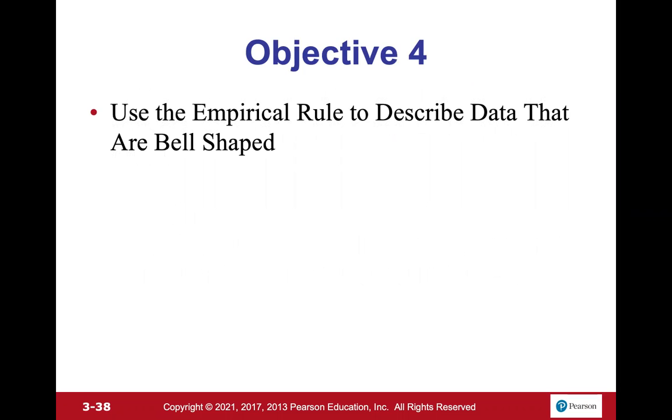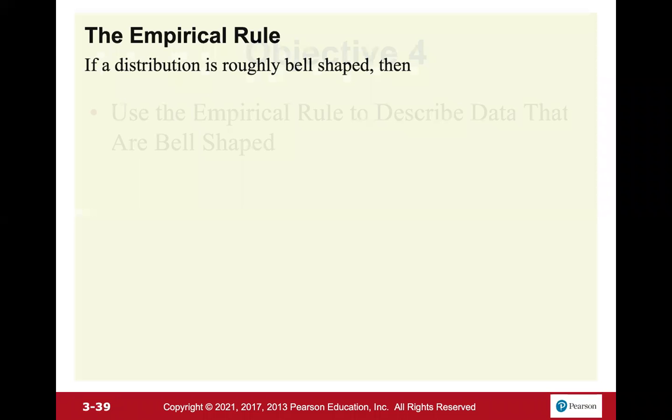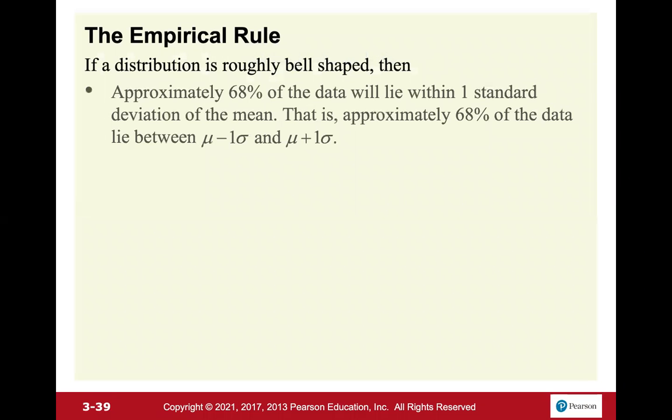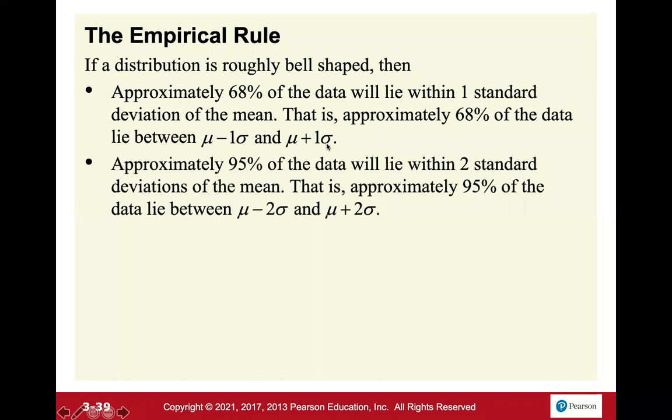All right, next we have our empirical rules. So empirical rule is used to describe the data that are bell-shaped. Bell-shaped means approximately normal. So if a distribution is roughly bell-shaped, then approximately 68% of the data will lie within one standard deviation of the mean. So that is approximately 68% of the data will lie between the mean -1 and the mean +1. And once we finish here, you'll see a cute picture of this.